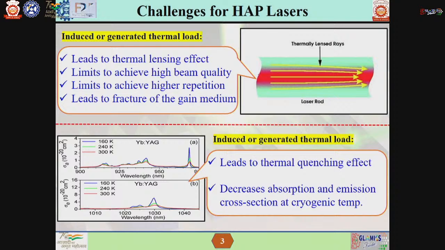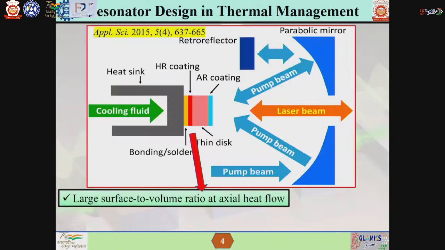And in another way, people are now interested in generating high average power at cryogenic temperature, because at cryogenic temperature the bandwidth of the emission band, particularly for the ytterbium ion, is larger, so we can easily get a higher repetition rate. But at the same time, due to the heating of the gain medium, the absorption and emission cross sections are reduced. So here also thermal management plays the main role.